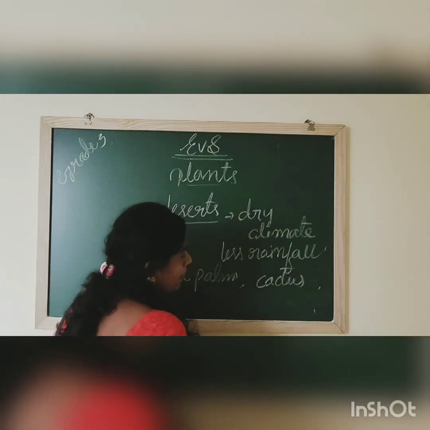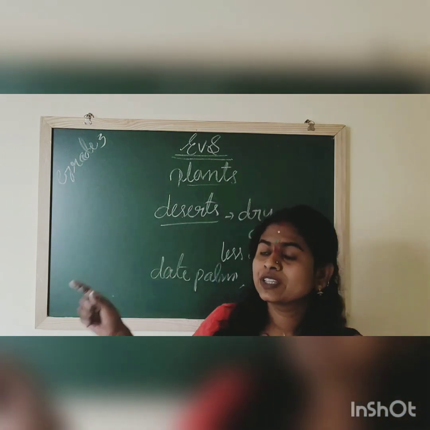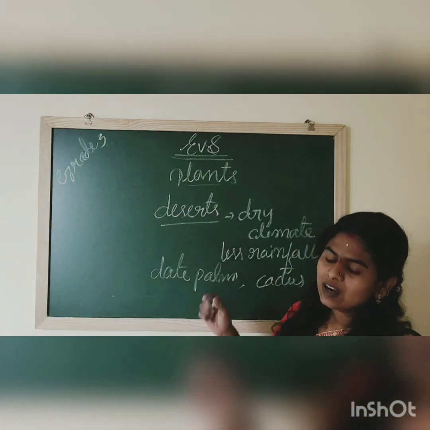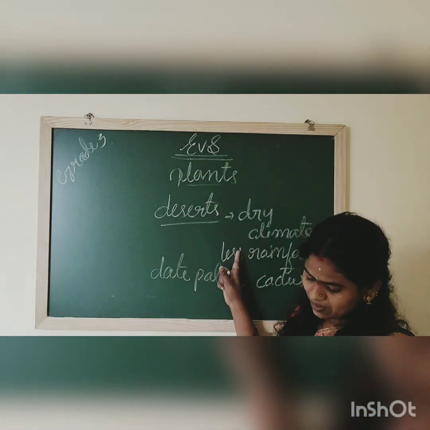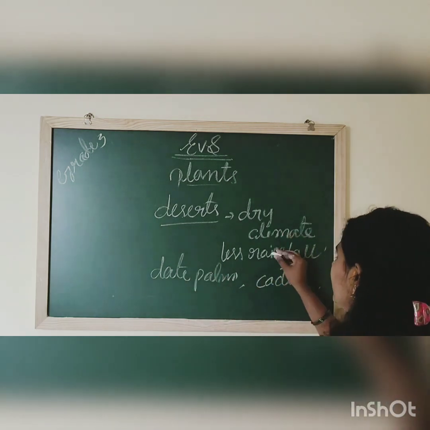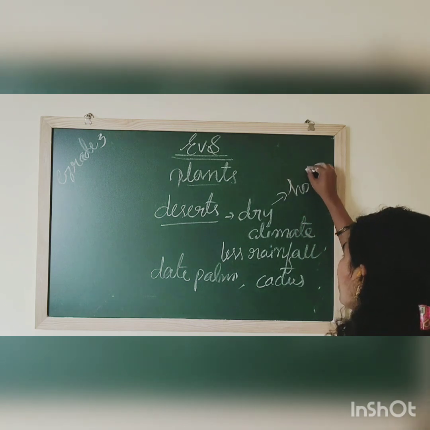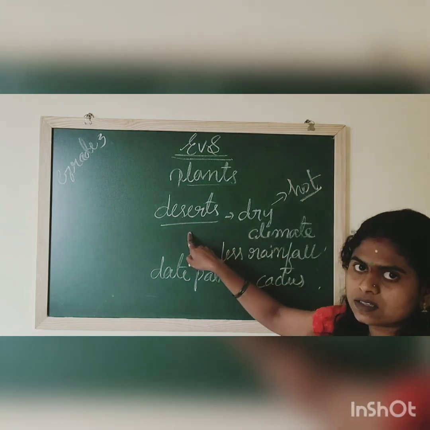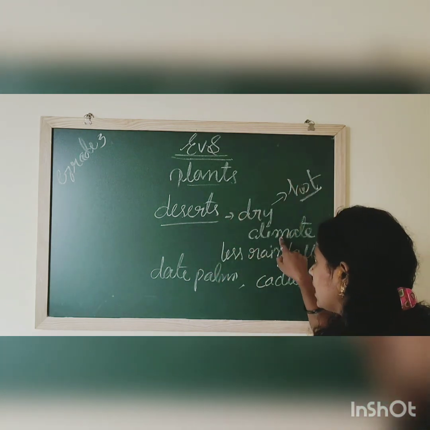Cactus. Okay. So these kinds of plants are growing in the desert region since they have a very hot and dry climate. It is very hot in the desert. It is a very hot and dry climate.